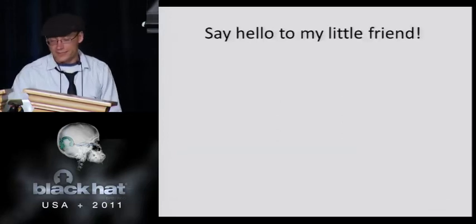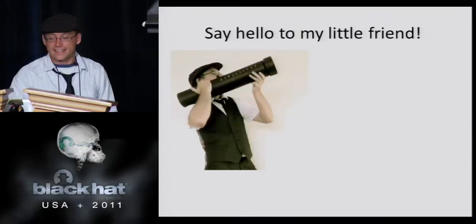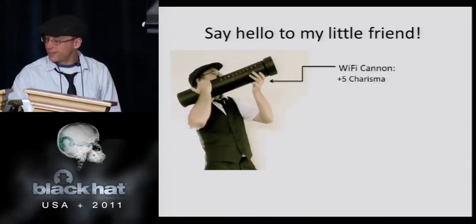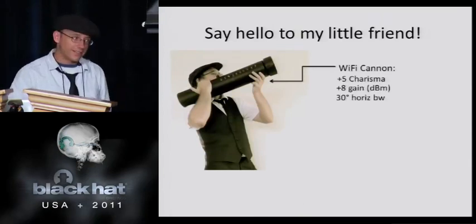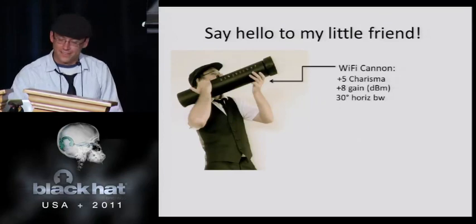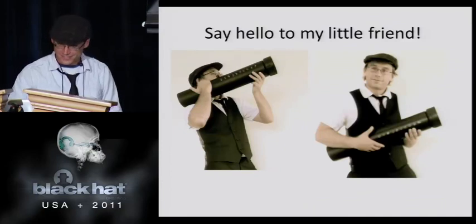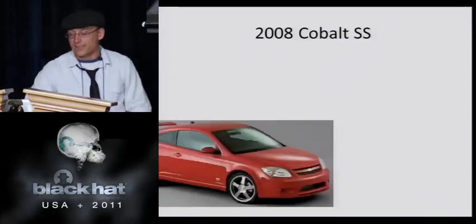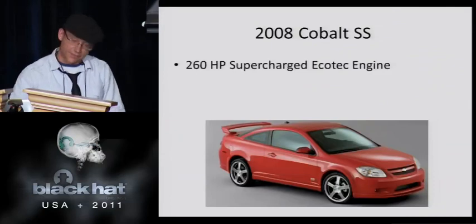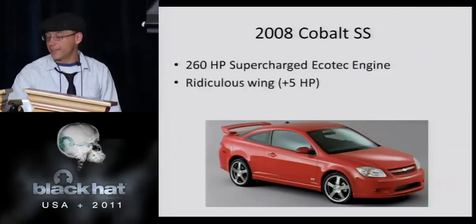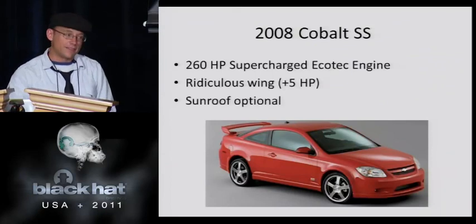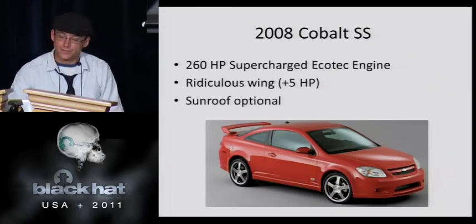Say hello to my little friend, Wi-Fi cannon. +5 charisma, +8 gain, 30-degree horizontal beam width. Certainly adds a level of badassitude to the whole thing. Combine that with my cherished 2008 Cobalt SS with a 260 horsepower supercharged Ecotec engine, a ridiculous wing for +5 horsepower, and an optional sunroof, which will be key, we'll see in a moment.